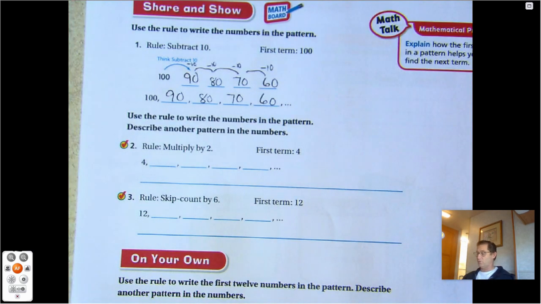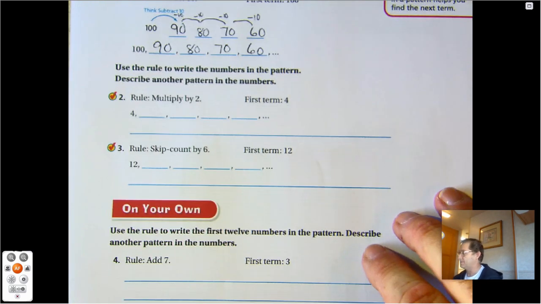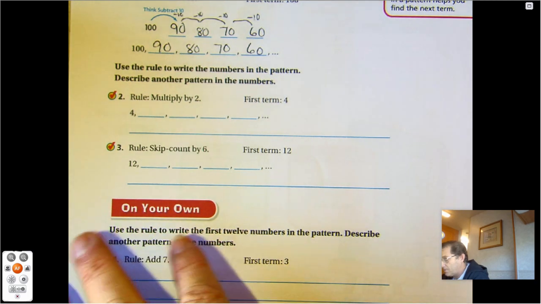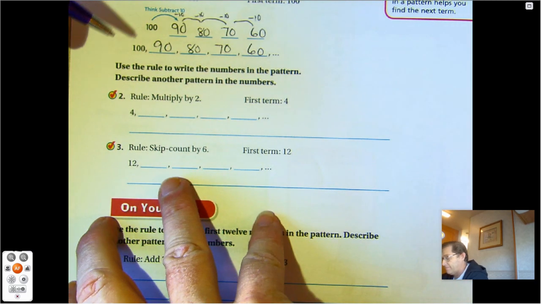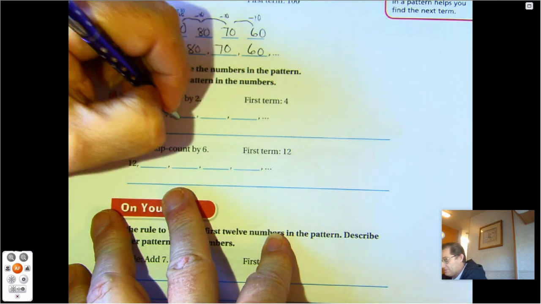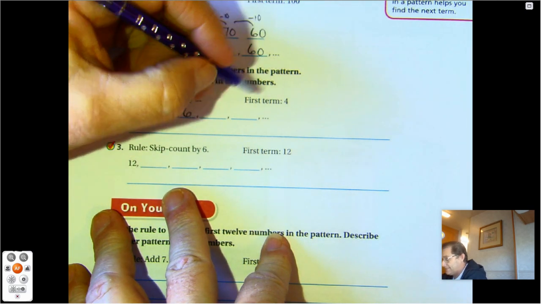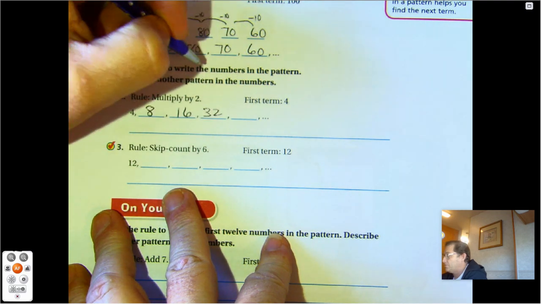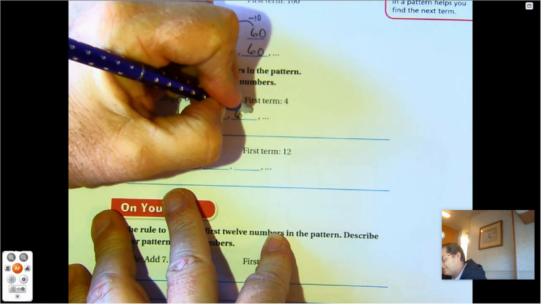Okay, use the rule to write the numbers in the pattern. Describe another pattern in the numbers. So the rule is multiply by 2, and the first term is 4. So we go 4 times 2, 8. 8 times 2, 16. 16 times 2, 32. 32 times 2, 64.